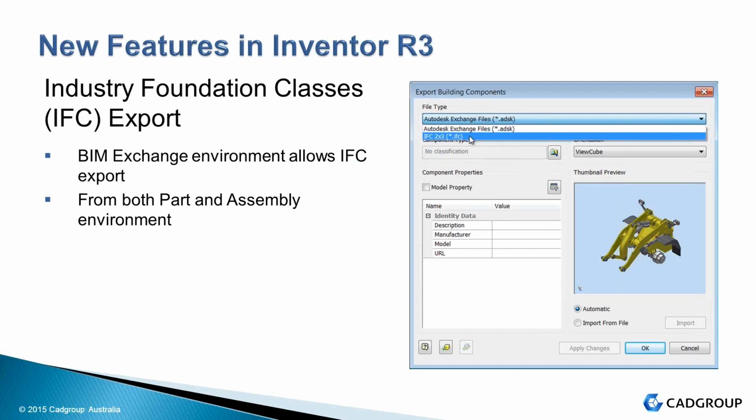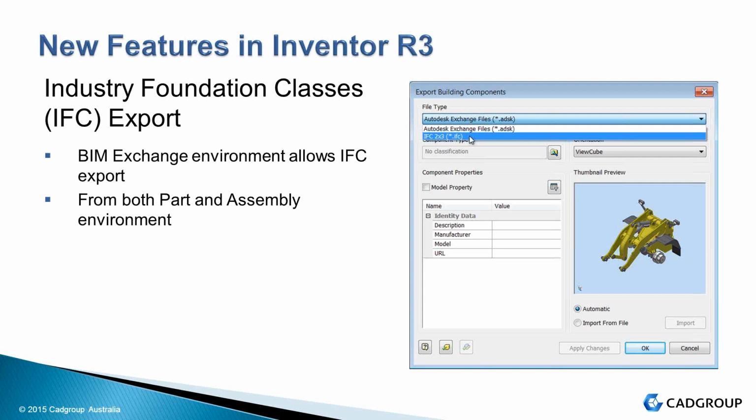All right, the next new feature in Inventor R3 is IFC export. Starting Inventor R3 now, when you go to the BIM Exchange environment, depending on whether you are doing it from the part file or the assembly file. If you're doing it from a part file, in the past the options used to be ADSK and RVT file. Now you'll also see IFC files. And same thing with the assembly. When you're exporting it from the assembly BIM Exchange environment, it'll show you ADSK as well as the IFC format.